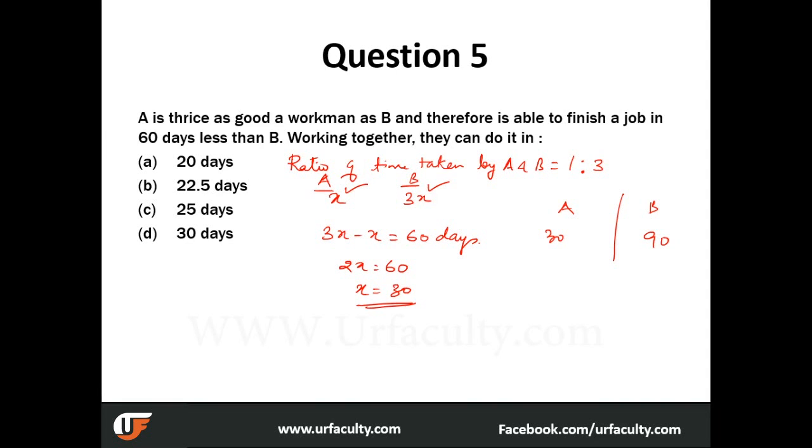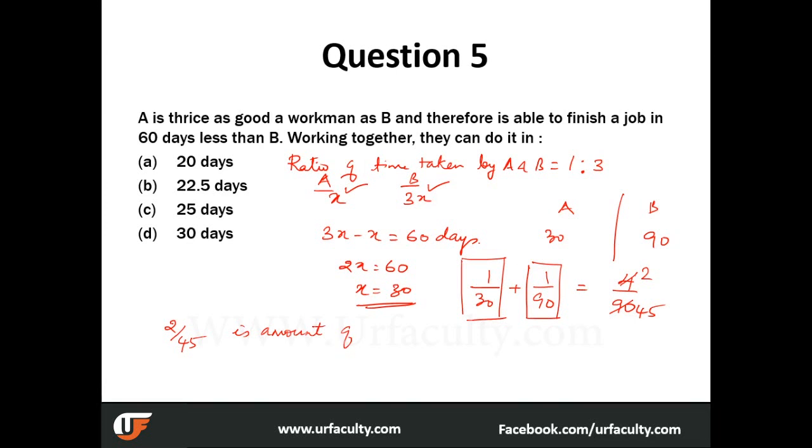Now what is the question? Working together they can do it in, very simple. I will not spend time on explaining what it is. It is the amount of work completed by A in 1 day plus the amount of work completed by B in 1 day. So we just need to add both of them. This will be 4 by 90. And what is 4 by 90? I just simplified it. So 2 by 45 is the amount of work completed in 1 day.